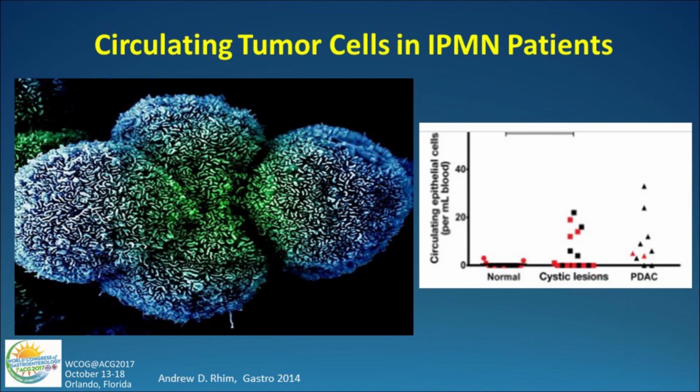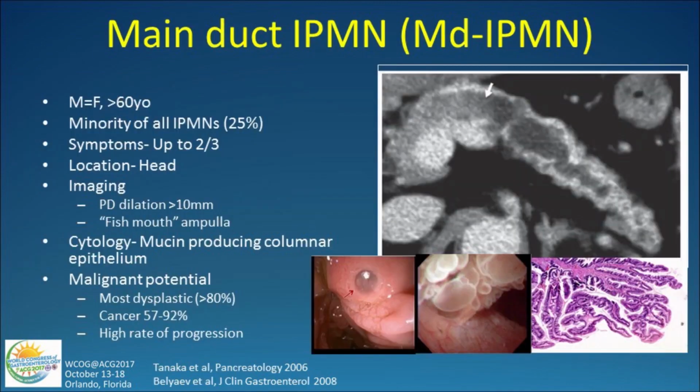This is also illustrated in a study where they looked at 50 patients and took peripheral blood samples, and they found that in a third of the patients who had cystic lesions but no obvious cancer, they already had circulating tumor cells in their blood samples, indicating that perhaps this is a precursor to the development of cancer. Obviously, further studies would be needed to see if this was something that we could use to risk stratify patients with cysts.